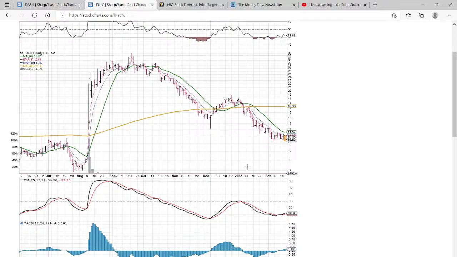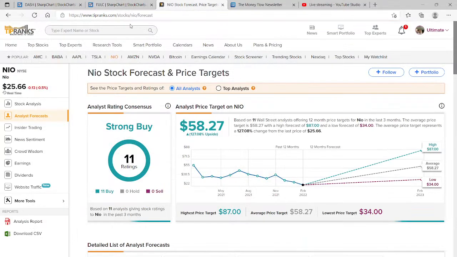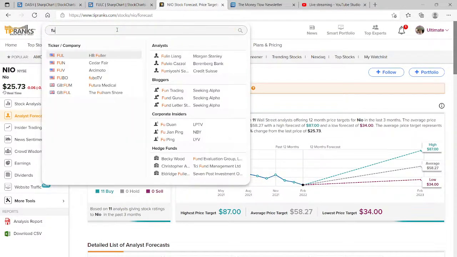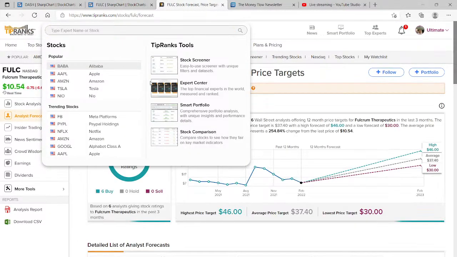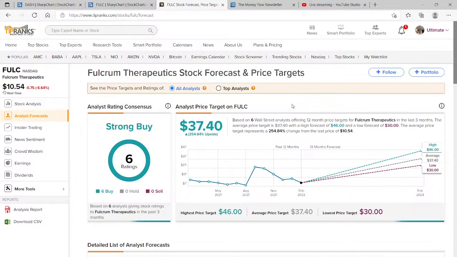Nice one. And then he said FULC has a... what did we say? So what do they think it's worth? I know you said it, but let's take a look. Ooh, $37. Baby.